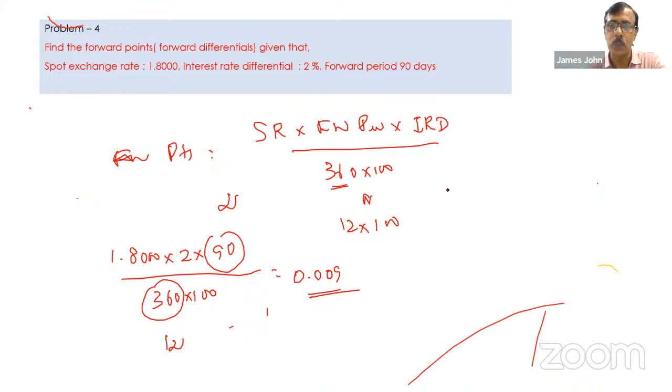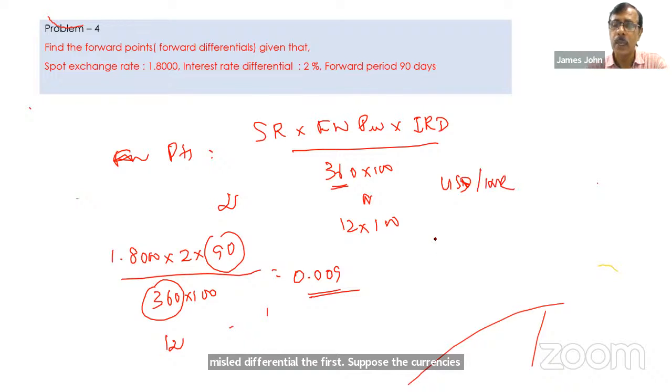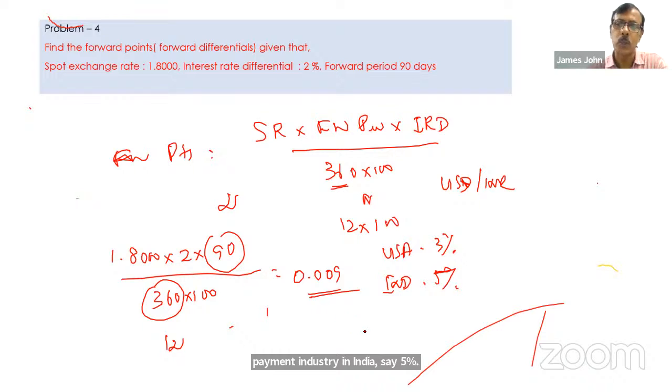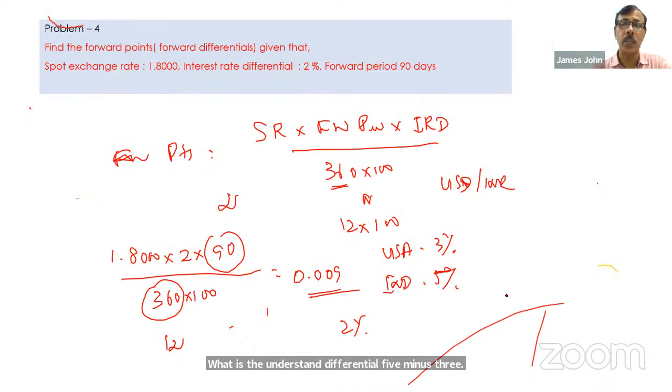And sometimes, what is interest rate differential? Suppose you want the rate of USD INR. What is the 3-month interest rate in USA, say 3%, and the 3-month interest rate in India, say 5%. What is the interest rate differential? 5 minus 3, 2%. Such questions they may also ask. So the differential means the difference between the 2 rates that you have to calculate.